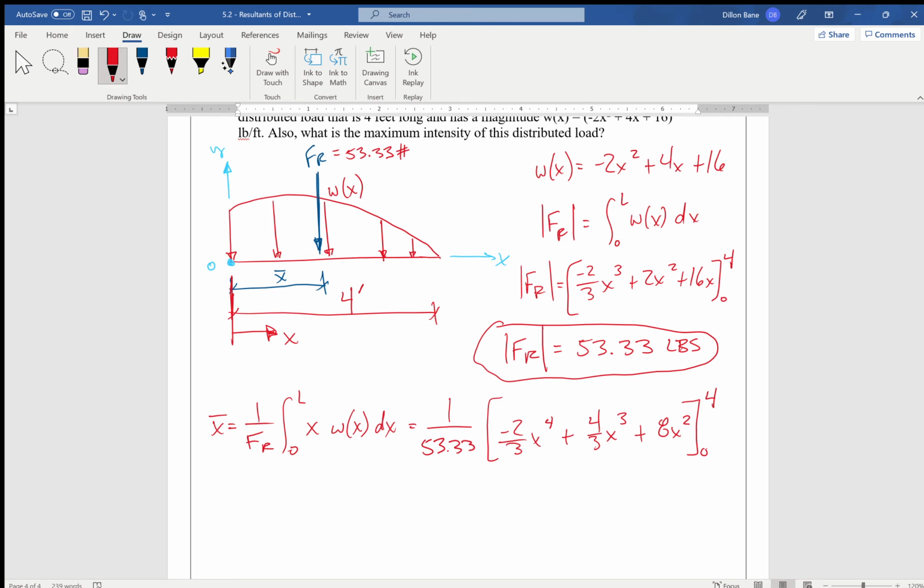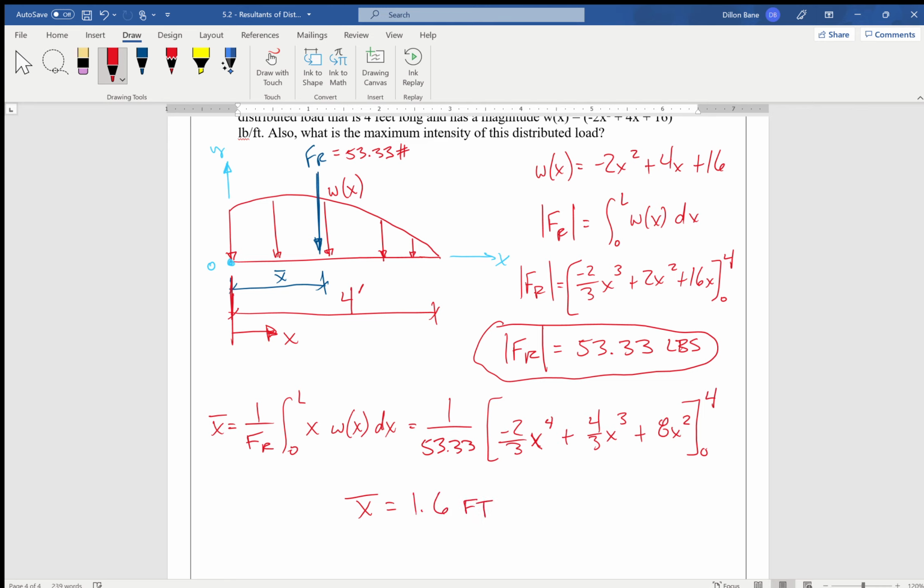All right, so all I did there was just add in an extra x into each component and then integrate each component. So if you run this math out, because at this point it's just math, right? We find that x bar is equal to 1.6.